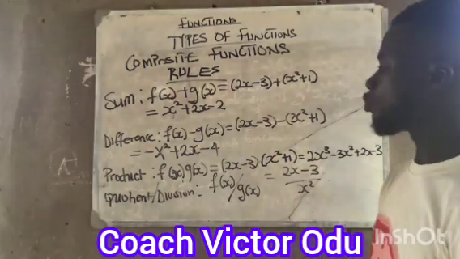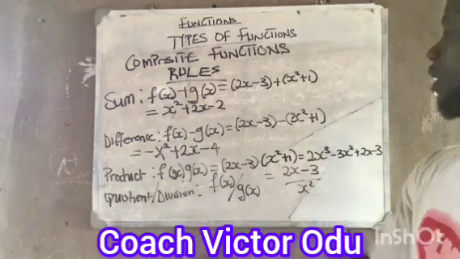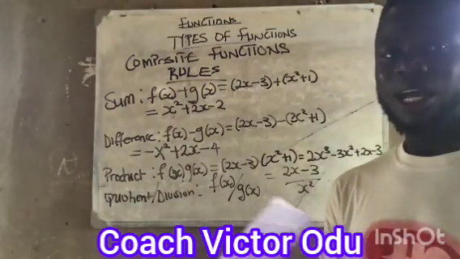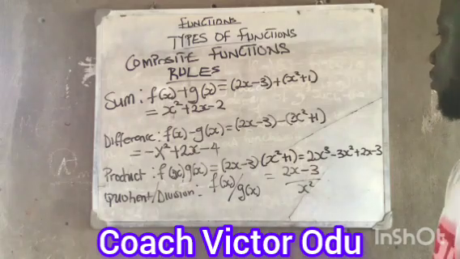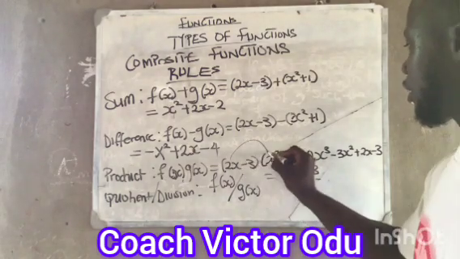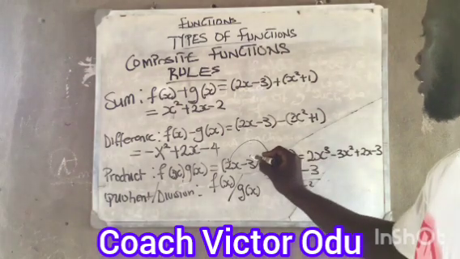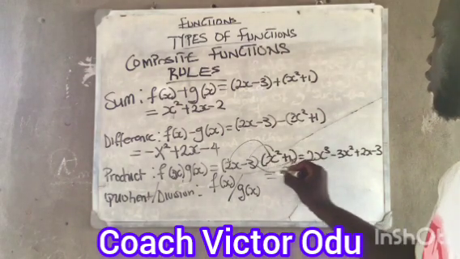So for the product rule, very, very simple. You can see something very, very good here. In the product rule, you multiply them directly. What that means is that this times this, multiplied by this times this, and this times this, multiplied by this times this.